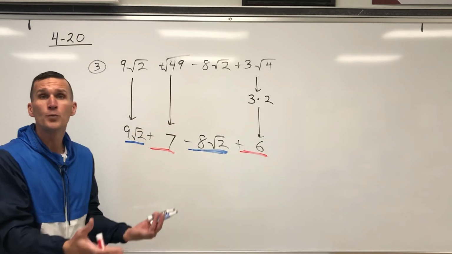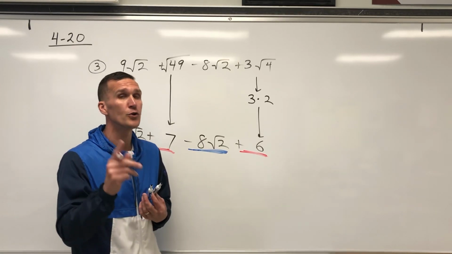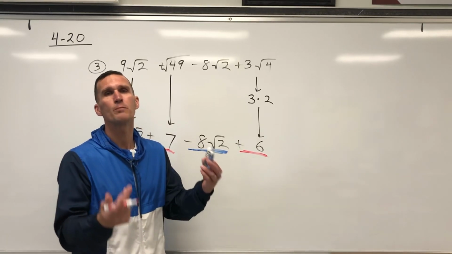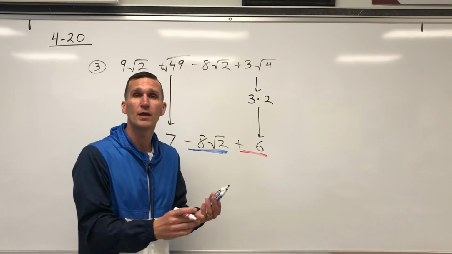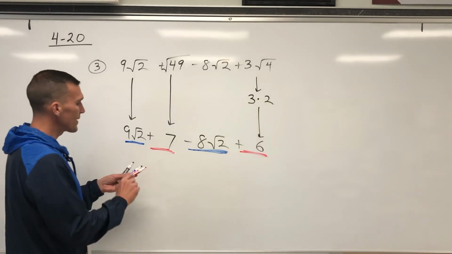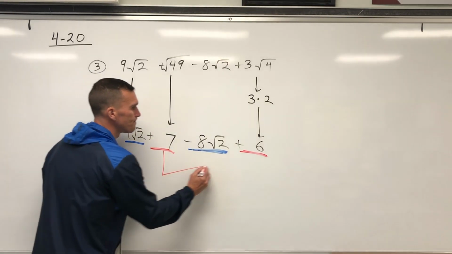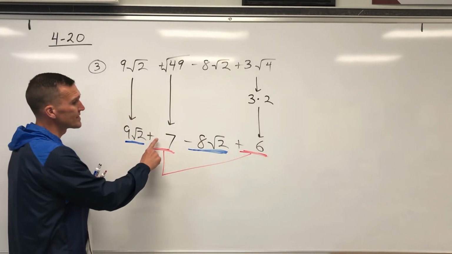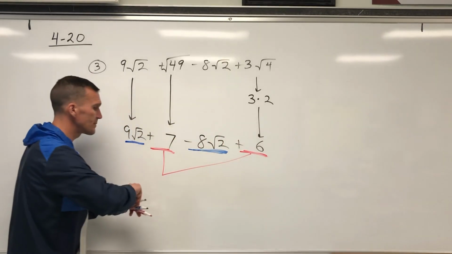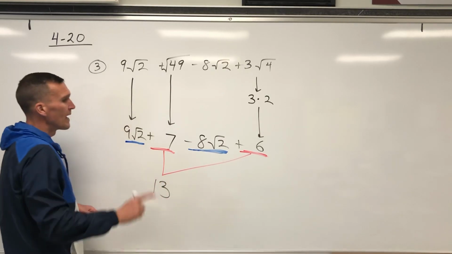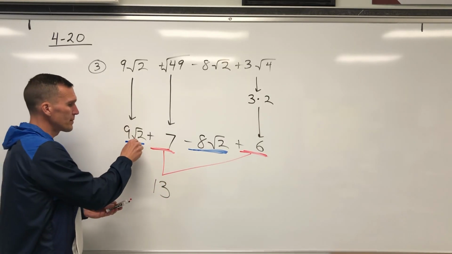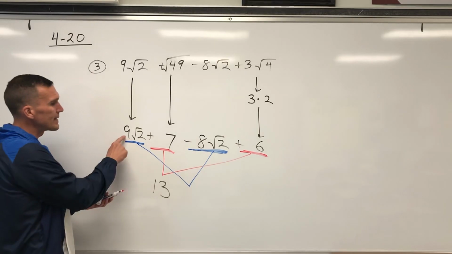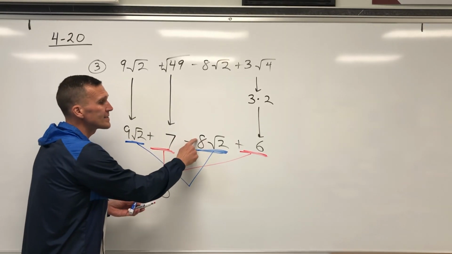Now, as long as you put the blue pieces together and the red pieces together, you're correct. But math people would prefer to have the regular numbers first. So I'm actually going to take my red pieces and combine like terms. Positive 7 plus 6 makes 13. And then I'm going to take my blue pieces and put them together. 9 rad 2 minus 8 rad 2.